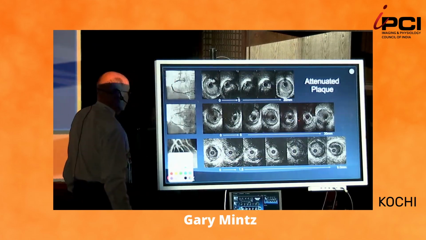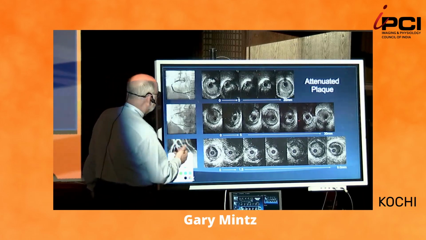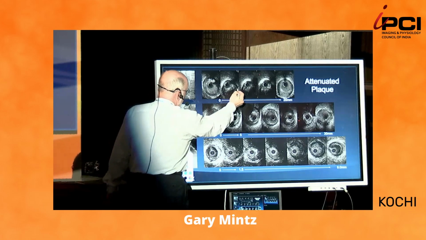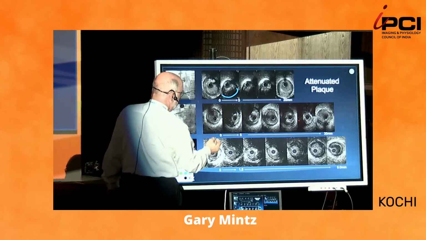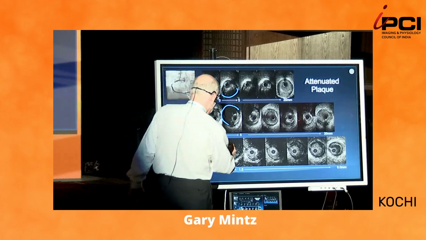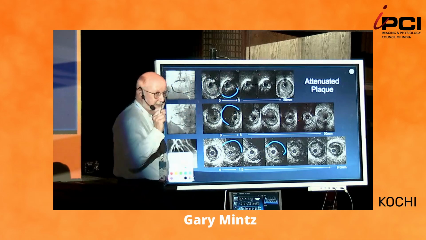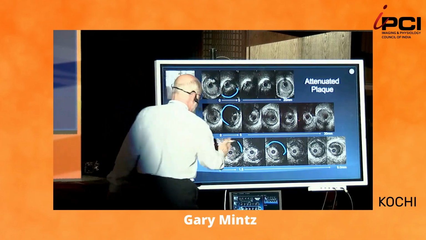These are examples of attenuated plaque, and I'm showing you several of them so you see how consistent it is. It's hypoechoic, and you do not see the adventitia. Consistent findings. And it represents a fibroatheroma.